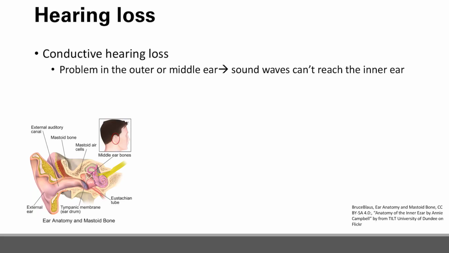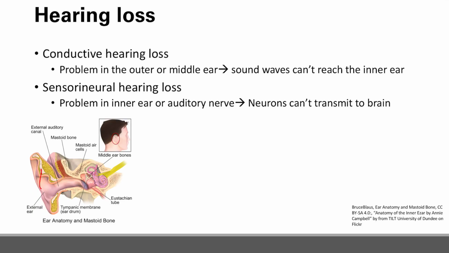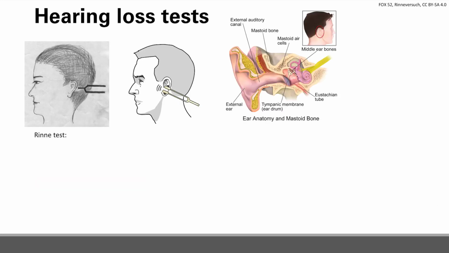So if we have a problem in those areas, sound waves can't reach the inner ear, and thus you have conductive hearing loss. So that's a problem, like we said, over up here. That's conductive. Next is sensorineural hearing loss. That's a problem in either the inner ear or the auditory nerve. And that's because the neurons can't transmit the sound to the brain because you have a problem in either of those locations.